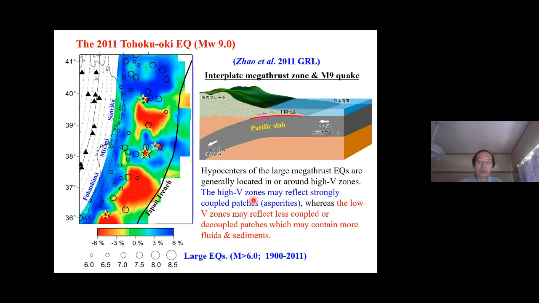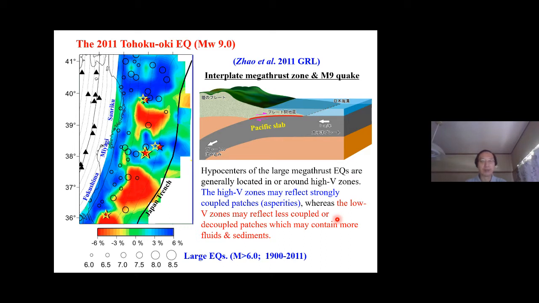We think the high velocity zones may reflect the strongly coupled areas, that is the asperities in the fault zone. But the low velocity zones, the red zones, may reflect the less coupled or decoupled patches, which may contain more fluids and sediments. So in other words, we think the structural heterogeneity in the fault zone controls the generation of the large earthquakes.